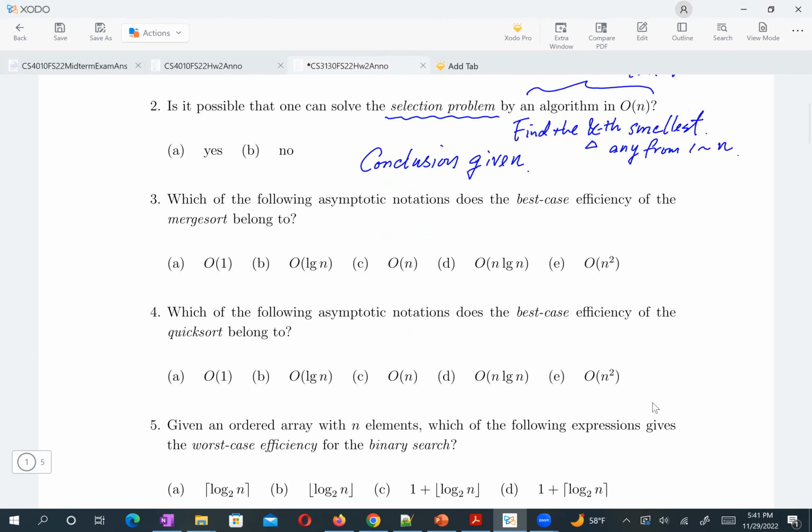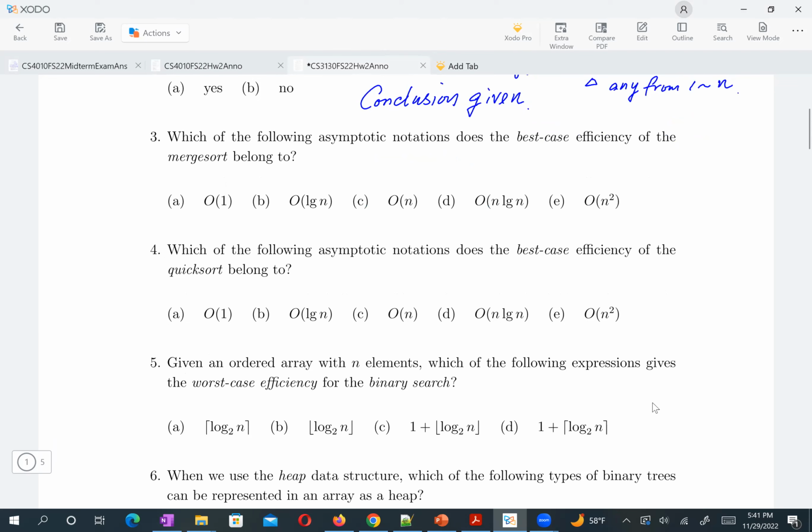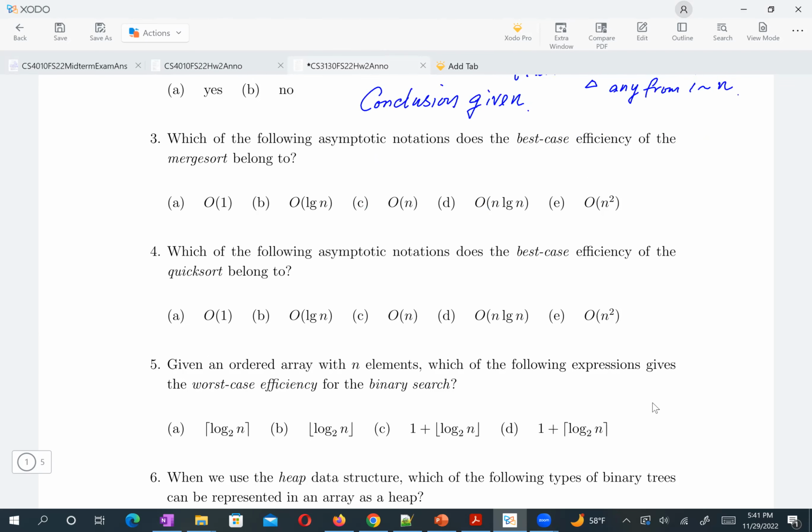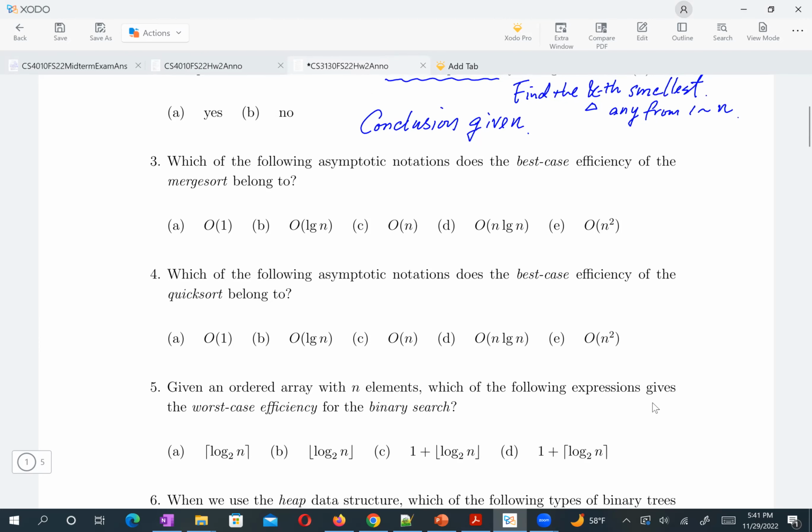Then after that, just some basic properties. But you need to know the details. So these two, you need to know the details. After we learned these sorting algorithms, you need to know the properties of these sorting algorithms.